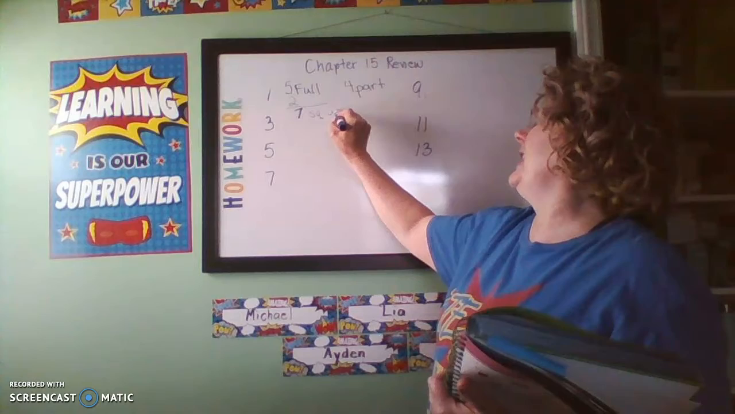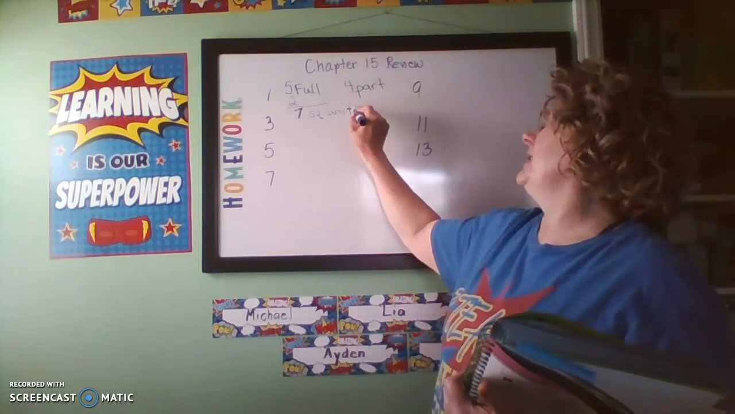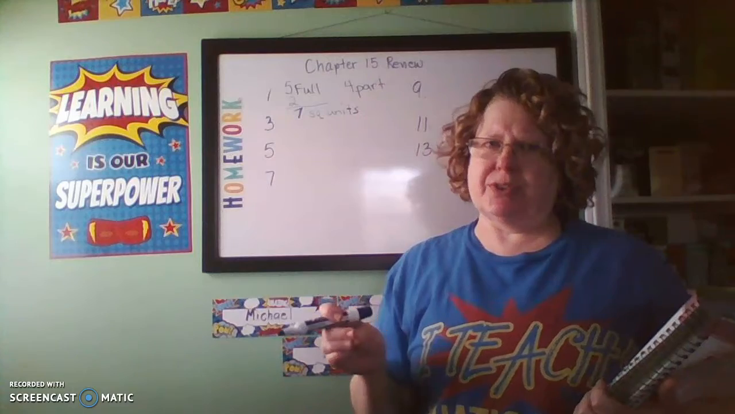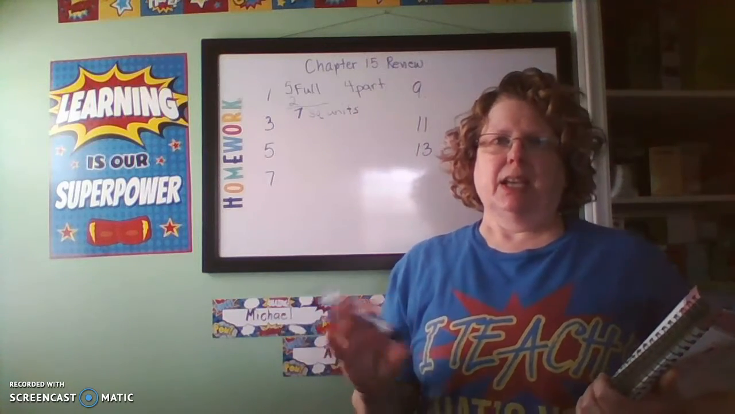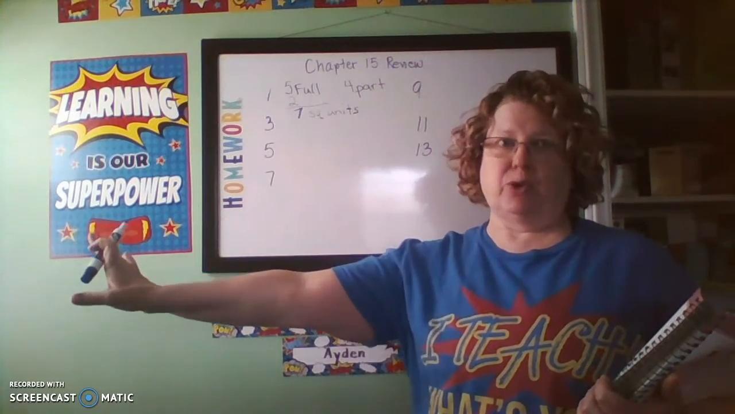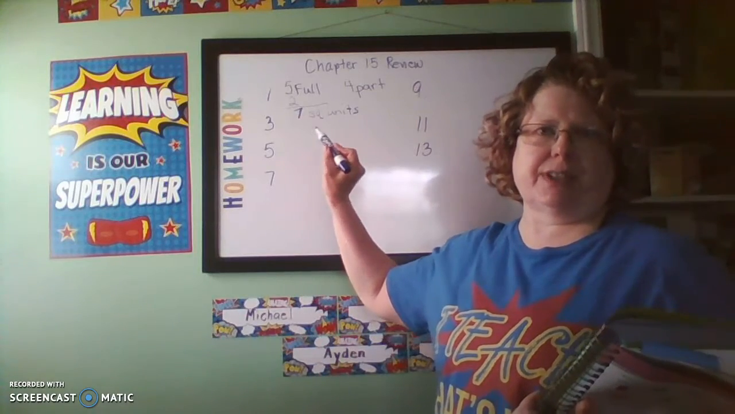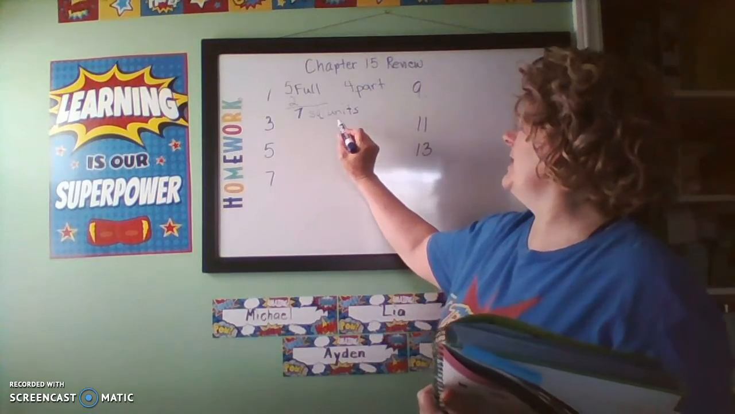Now, if you're anywhere between 6 and 8, something around there, if you're close to that answer, I would say it's okay. If you're way far over, like you have 12, that's way too many. So as long as you're close to 7 square units, then you're close.